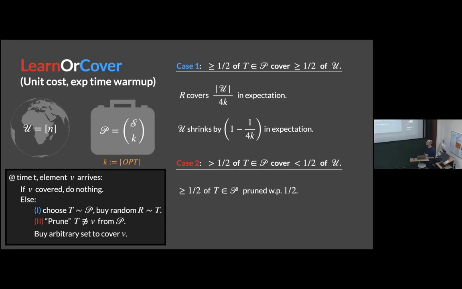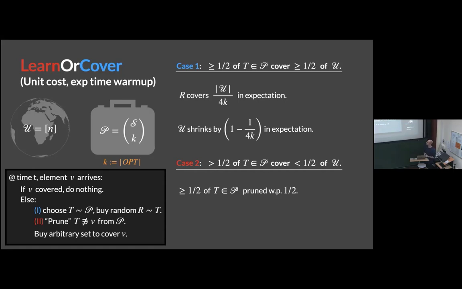Okay, case 2, at least half of these T's are bad. They cover less than half of what remains. And you also prune. Yeah, you're pruning U. Yeah. I'm just simplifying notation. Absolutely. So when I say covers half of U, I mean the uncovered part of U. Yeah, thanks.